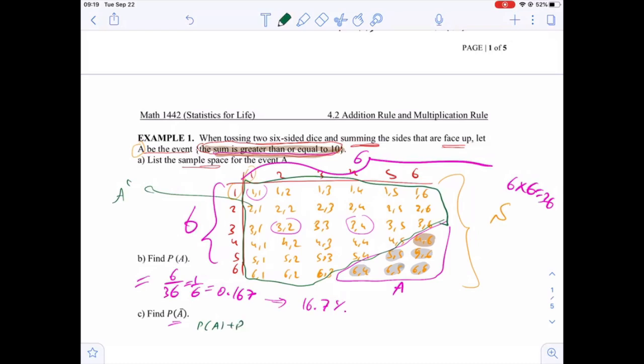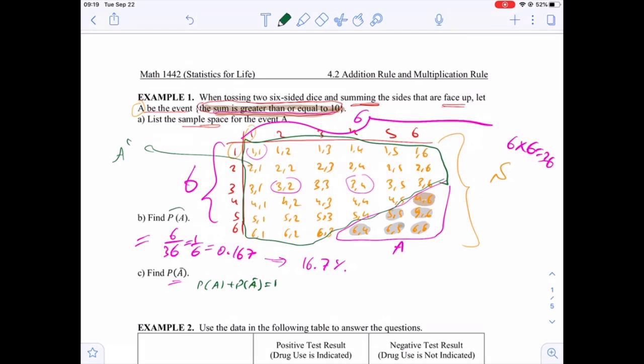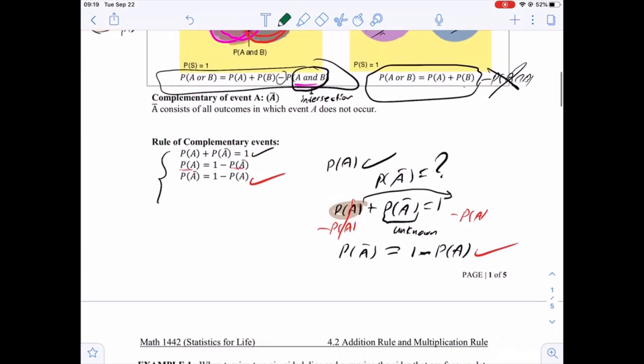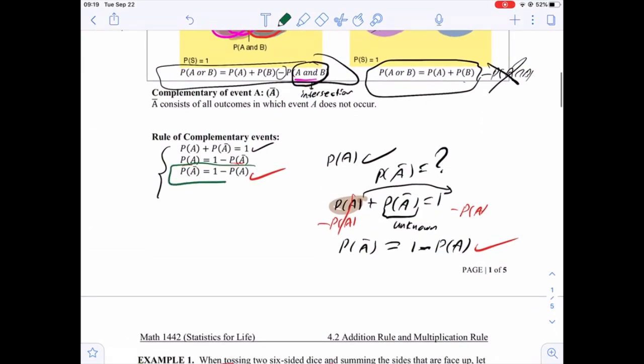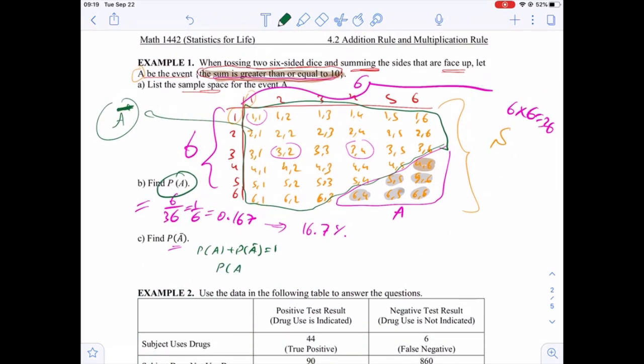that says probability of A plus probability of A complement is 1. From this, we know probability of A, and we want to find probability of A complement. So let's use the third rule here. Probability of A complement is 1 minus probability of A. That's 1 minus 0.167. So this gives 0.833.